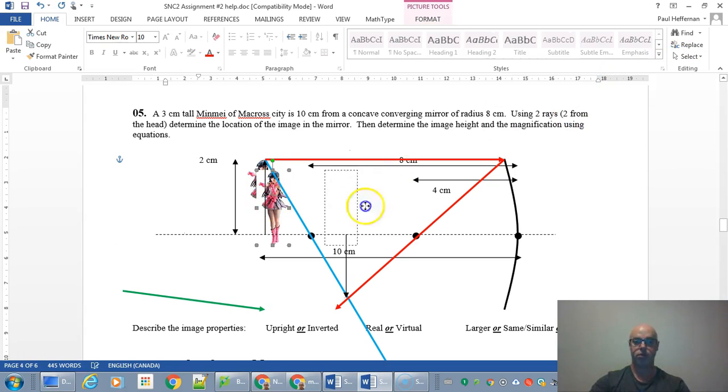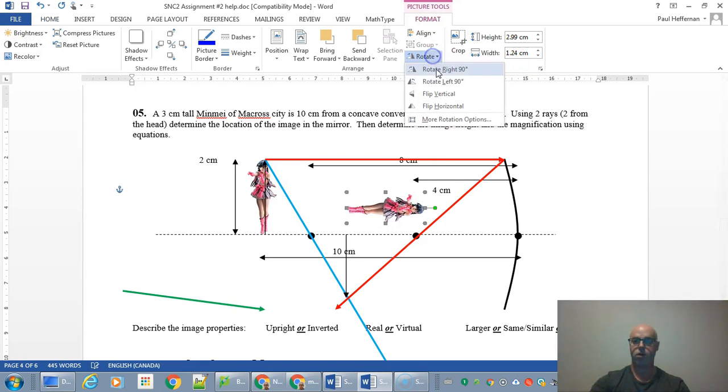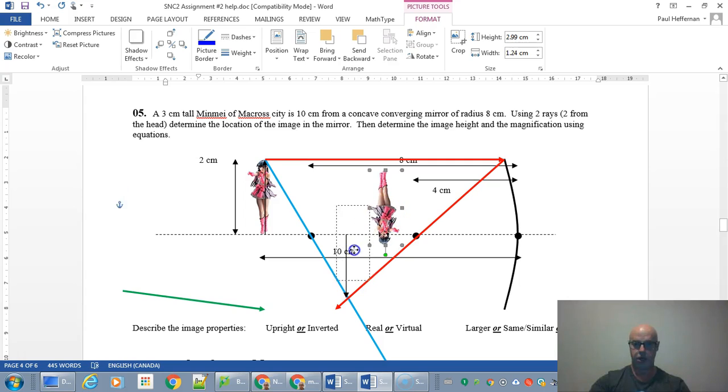So let's just grab this one here. And let's see, there we go. Drag that down there. Now, as you can see, my image is a little bit too big, so I'm just going to shrink it down to the correct size. And there we go. That's where the image would pop up.